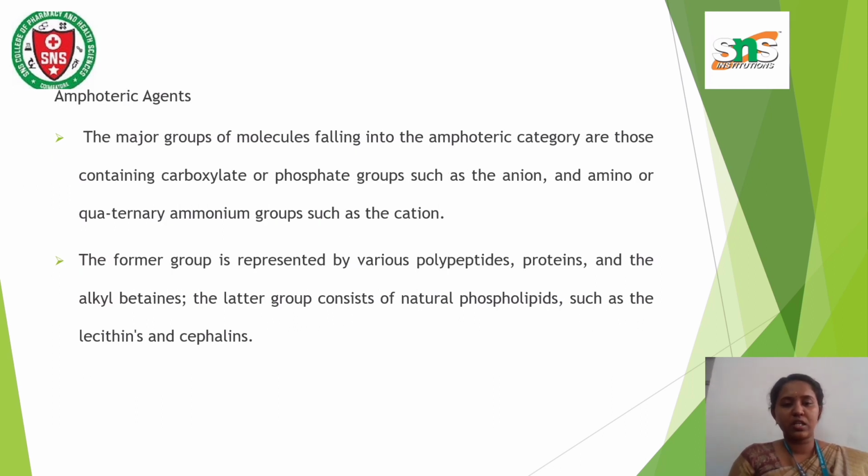Amphoteric agents: the major group of molecules falling into the amphoteric category are those containing carboxylate or phosphate groups as the anion and amino or quaternary ammonium groups as the cation. The former group is represented by various polypeptides, proteins and the alkyl betaines. The latter group consists of natural phospholipids such as the lecithins and cephalins.